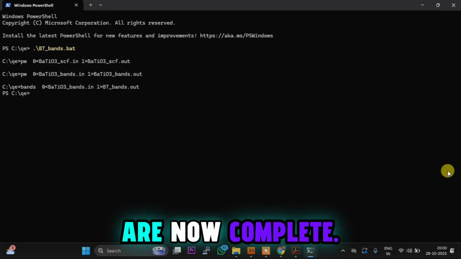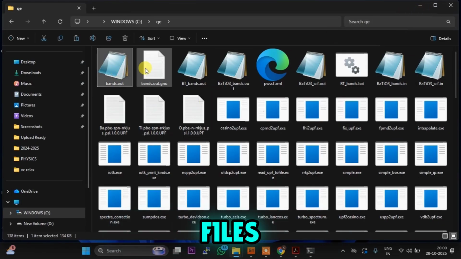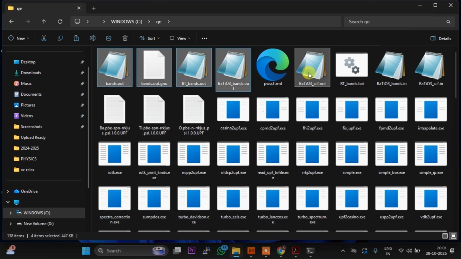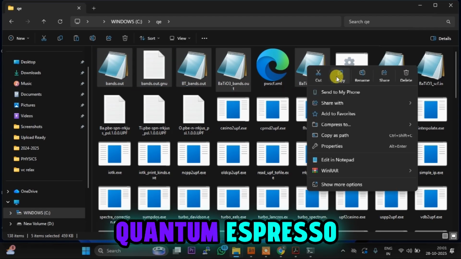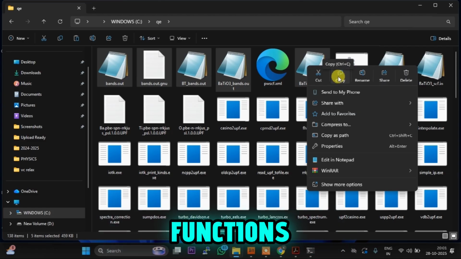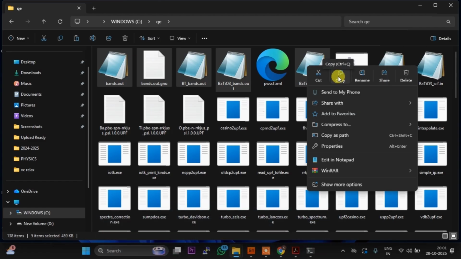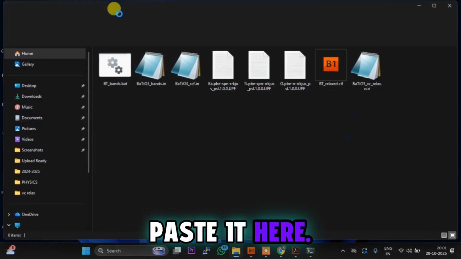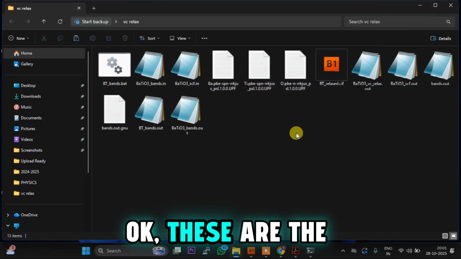Okay, so the runs are now complete. Let me just minimize this, and you see all the output files are here. I will just copy all these output files. This pwscf.wfc, this is actually the wave function file. Okay, this is not what we are going to need. Quantum Espresso calculated these wave functions for its own purpose, so that it can calculate the properties that we need. Okay, so let me just paste it here. Okay, these are the output files.